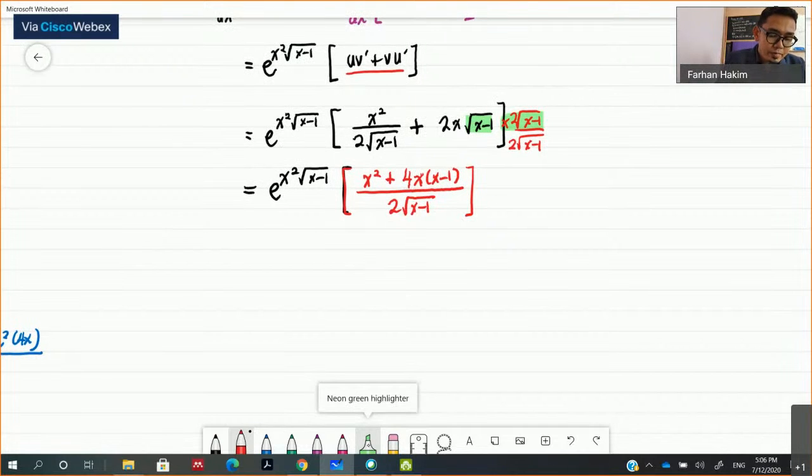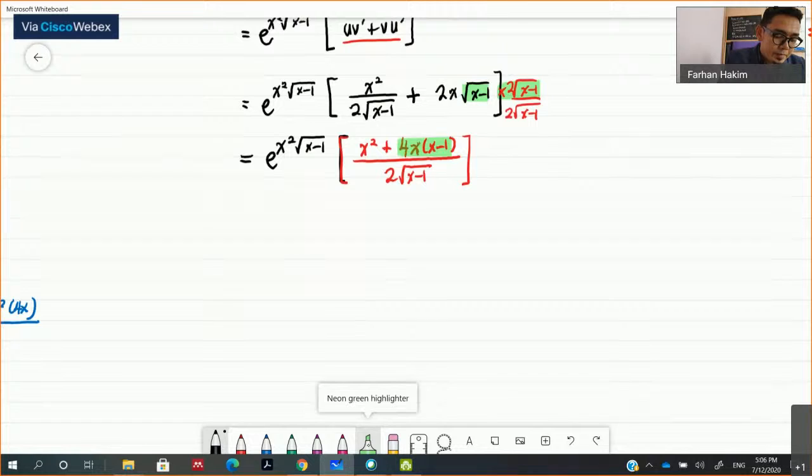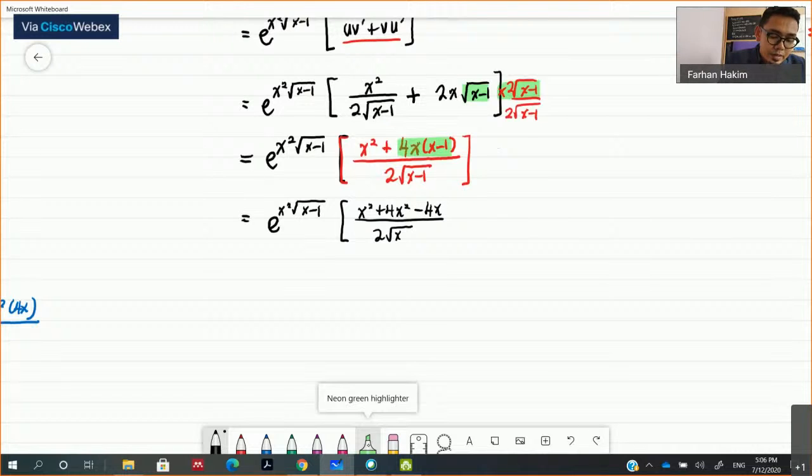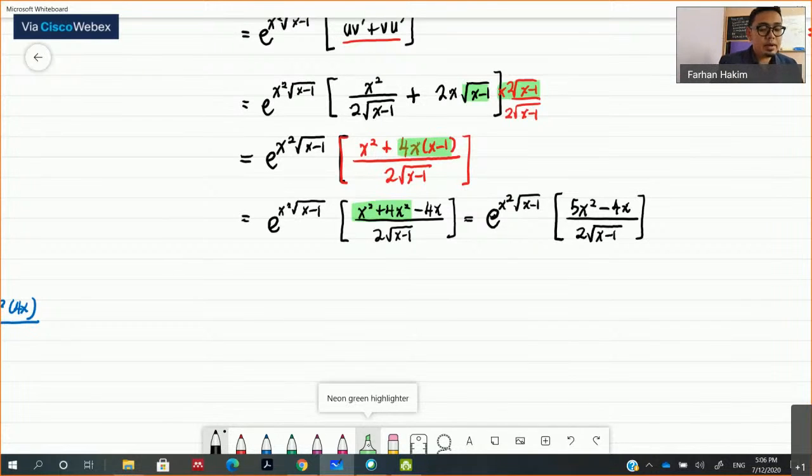Actually, you can expand this part, right? So that one will become e to the power of x squared square root of x minus 1, and this will give us x squared plus 4x squared minus 4x over 2 square root of x minus 1. Then that one should be x squared plus 4x squared. You can simplify this, it becomes 5x squared. So we'll have 5x squared minus 4x over 2 square root of x minus 1. So we are done, right, for question C.